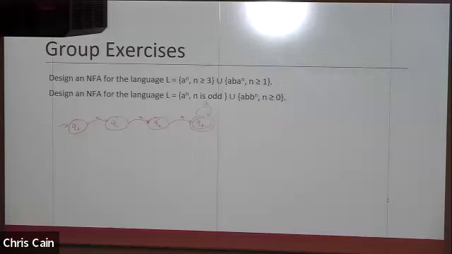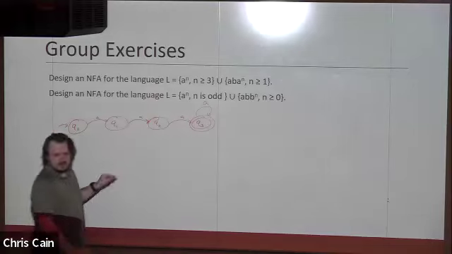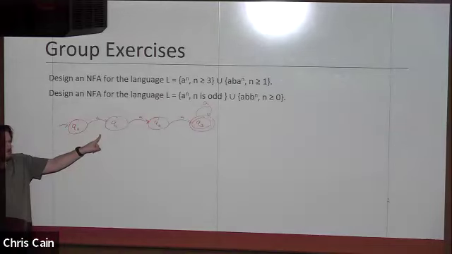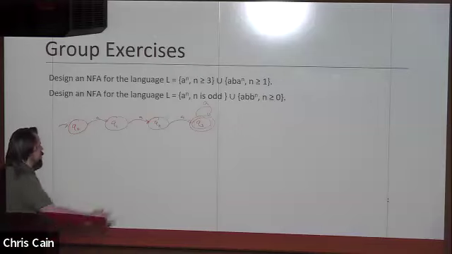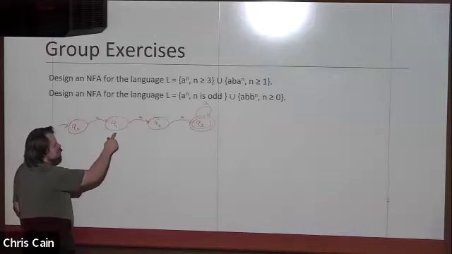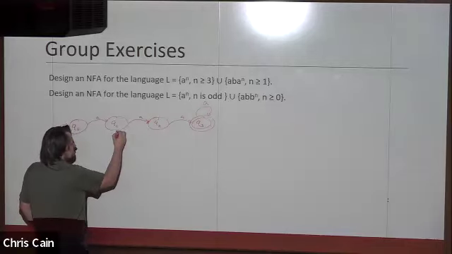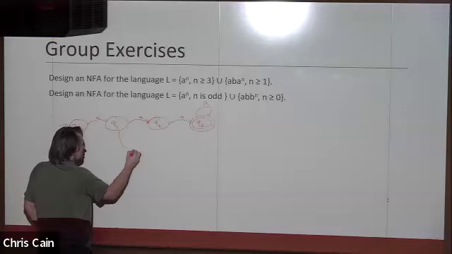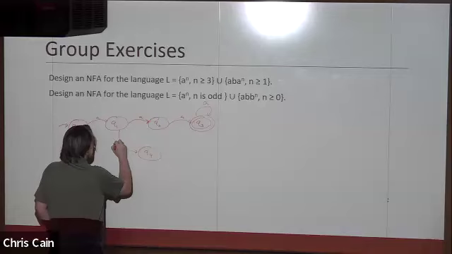Yeah, a transition out of Q1 to Q2 also works for me. The right-hand side starts with the same first A character, so this edge can represent the first A in both the left-hand side and the right-hand side. But we need some transition out of Q1 that's going to read the B that we expect from the right-hand side. So we'll go into a new Q4 on a B.